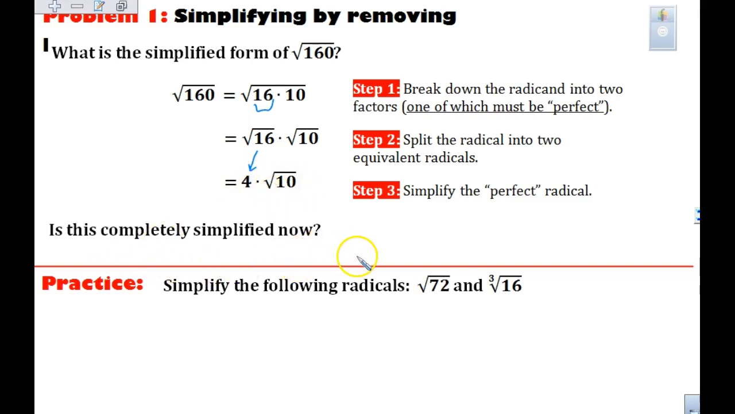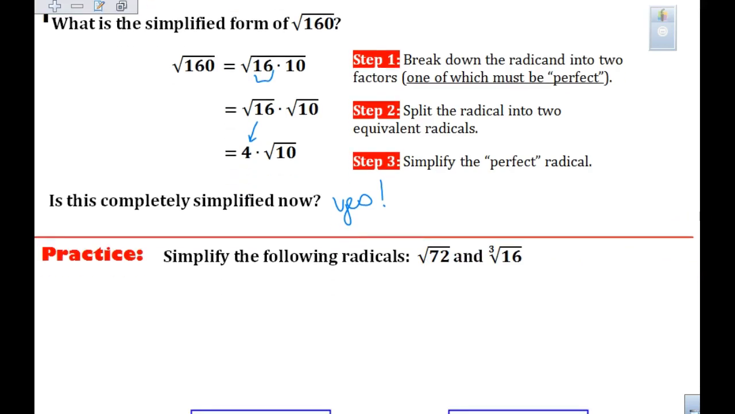So is it completely simplified? Is there a perfect square that goes into 10? No. So is it completely simplified? Yes, completely simplified. So we want to look at square root of 72 and the cube root of 16.